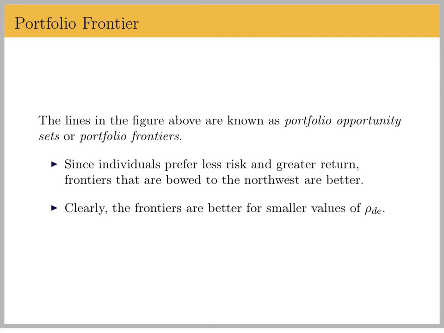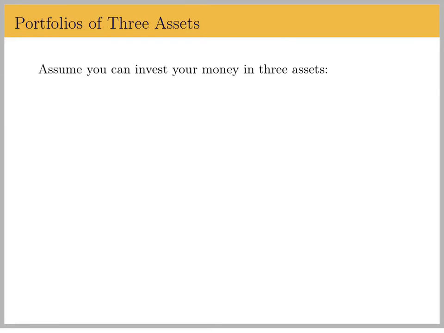So clearly, we prefer those frontiers for smaller values of rho. Recall that when rho was 1, we had a frontier that looked like that. When rho was 0.3, we had a frontier that looked like that. We prefer these later frontiers to these ones, the ones that correspond to smaller rho, because they give us the opportunity to get portfolios of assets that are further in that direction.